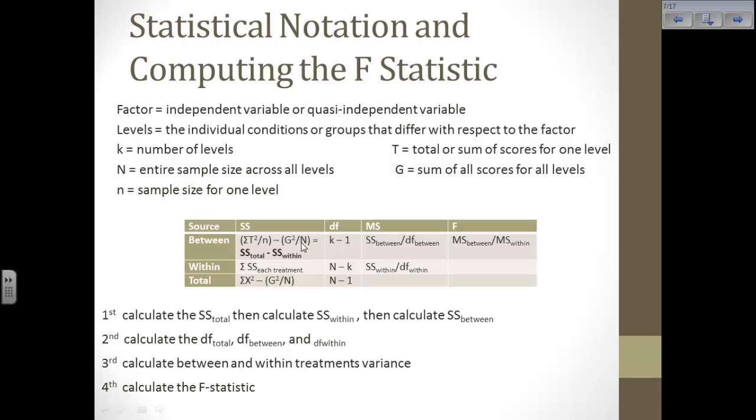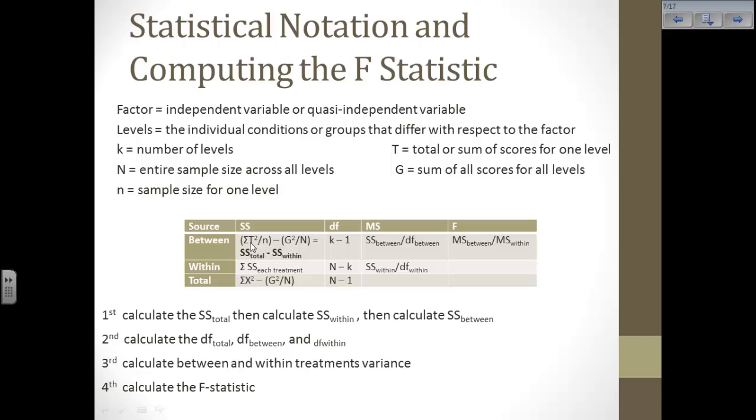So just to break down this formula, if you opt to do that, T, remember, represents the sum for one level. So the sum of T squared divided by n, that is like saying if we have 3 groups, we're going to have 3 of these, add them together, minus the G grand total squared divided by N. So you would have the sum of X for group 1 squared divided by the sample size, plus the sum of X for group 2 squared divided by the sample size for group 2.